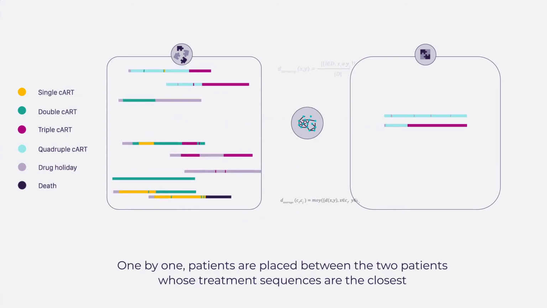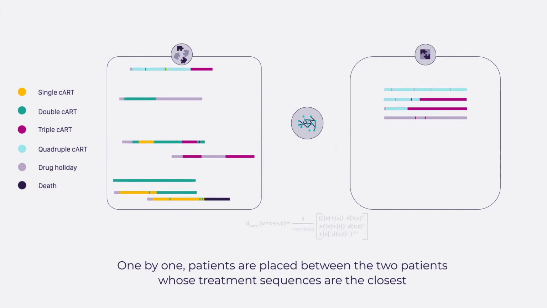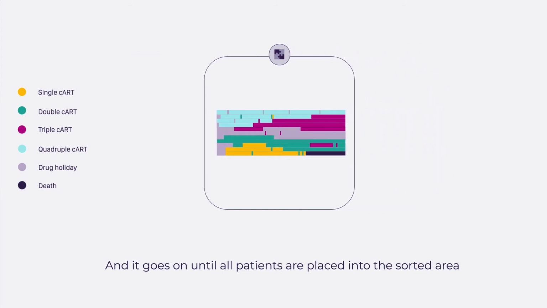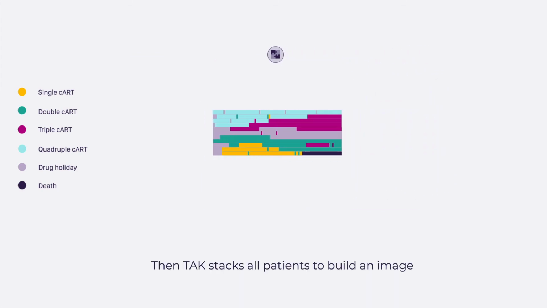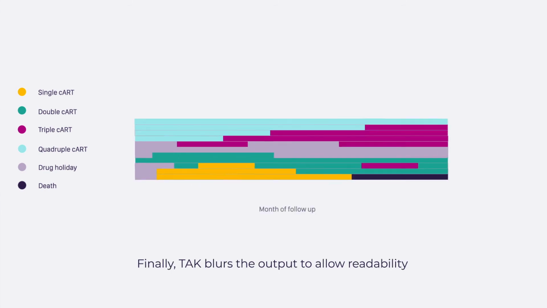One by one, patients are placed between the 2 patients whose treatment sequences are the closest. And it goes on until all patients are placed into the sorted area. Then TAC stacks all patients to build an image. Finally, TAC blurs the output to allow readability.